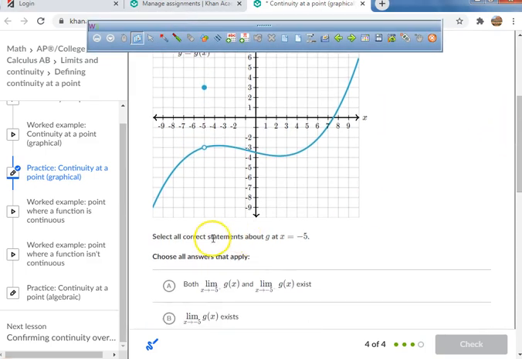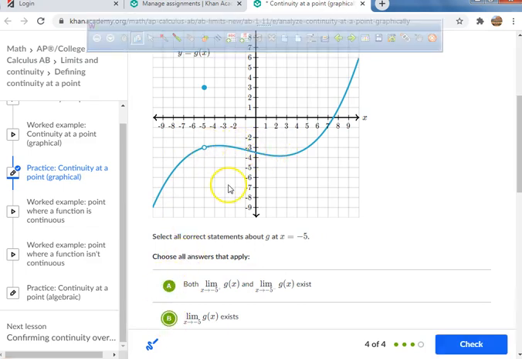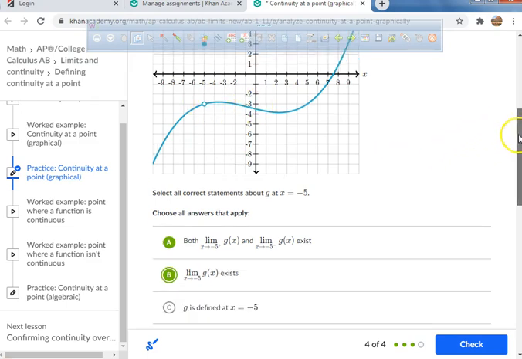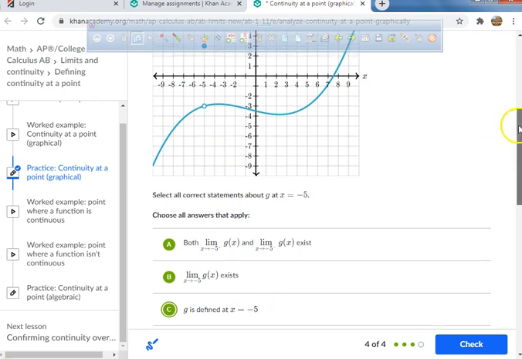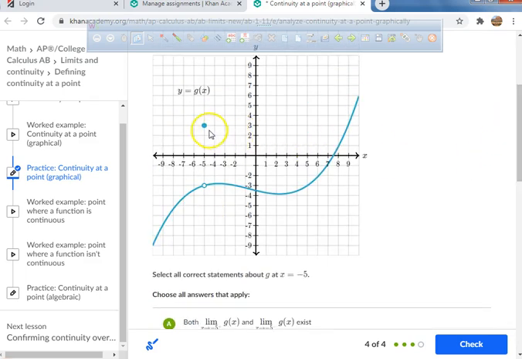It says select all the correct answers about x equals -5. And I'm going to say it does exist because it approaches the same point from left and right. So I'm going to say a limit does exist. The limit actually is -3. But here's the weird thing. It actually is defined at x equals -5. It's defined to be at a 3.